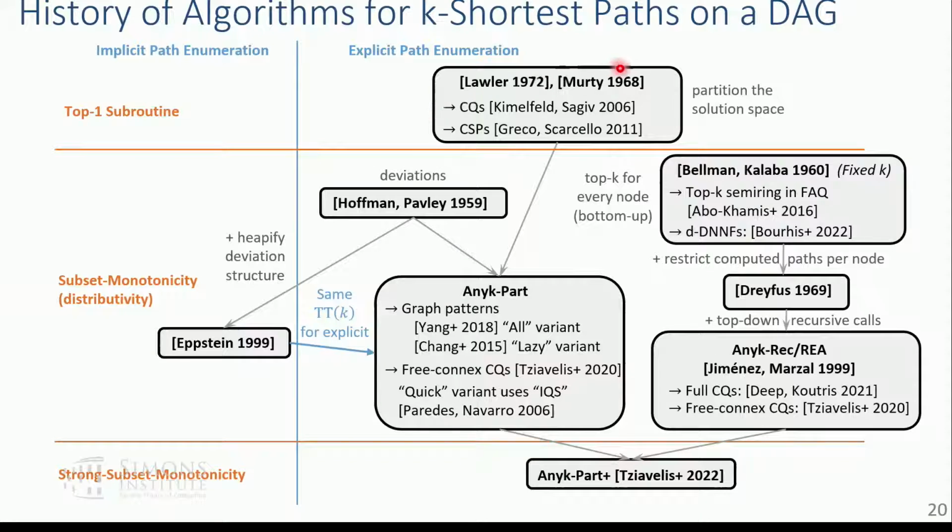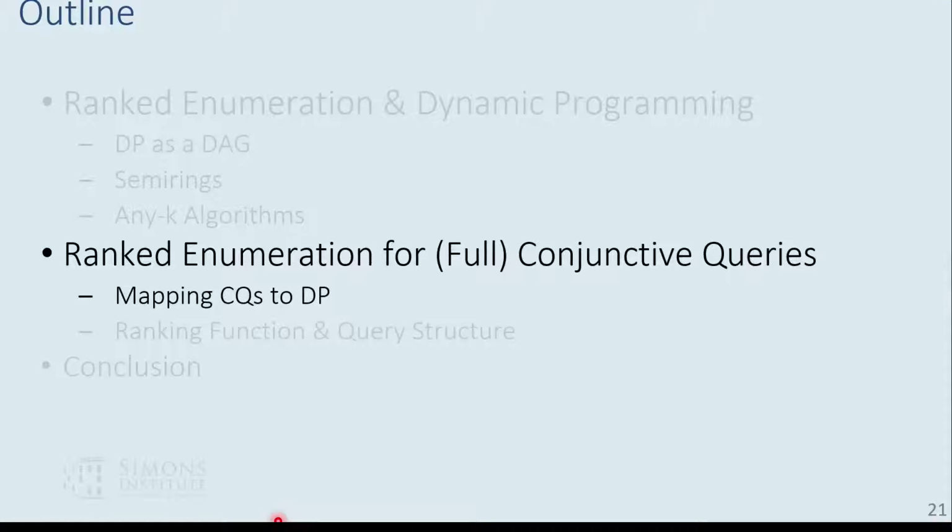And this one results in this algorithm that I call here NEK part. And there is a different line of work starting from Bellman and Calaba in the 60s, which results in this NEK rec algorithm. And the new algorithm, this NEK part plus, I mean, that's how the name came about. It essentially combines conceptually ideas from both of them. And that's how we got this improvement for strong subset monotonicity.